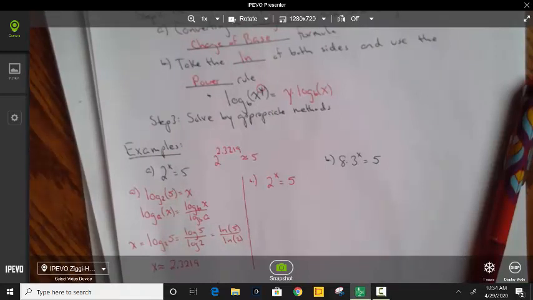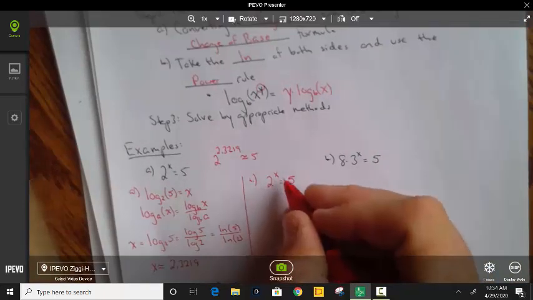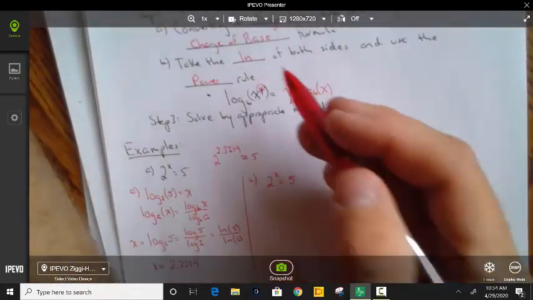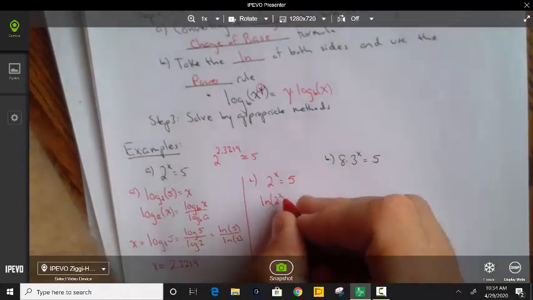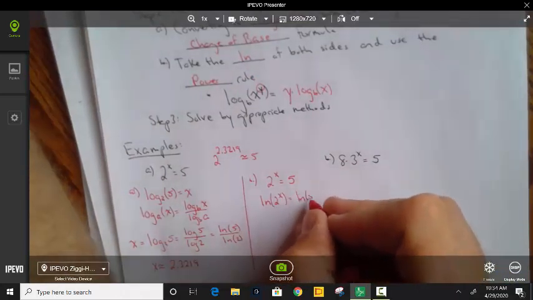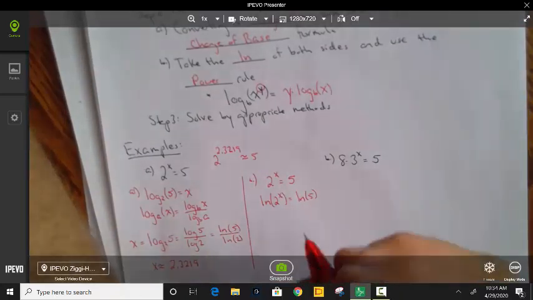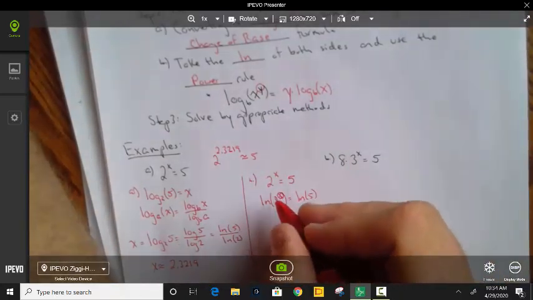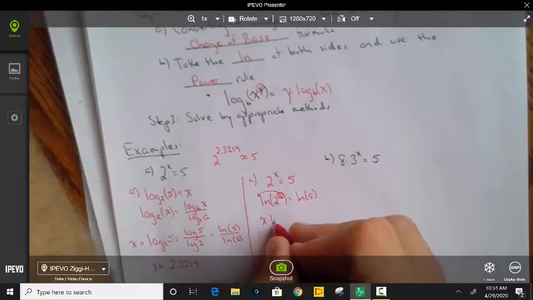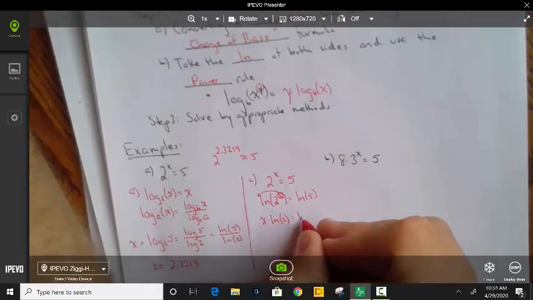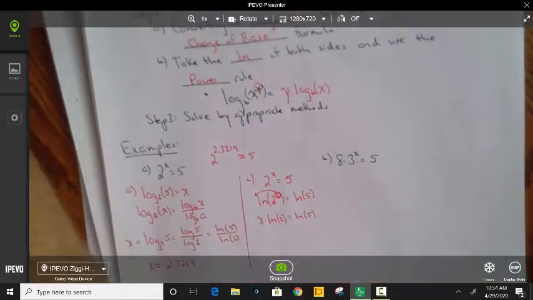Alright, and then the second method is 2 to the x equals 5. The second method says take the natural log of both sides. So the natural log of 2 to the x equals the natural log of 5. And then we're going to use the power rule. So since the exponent's a power, we can bring the power to the front. And this is going to be x times the natural log of 2 equals the natural log of 5.